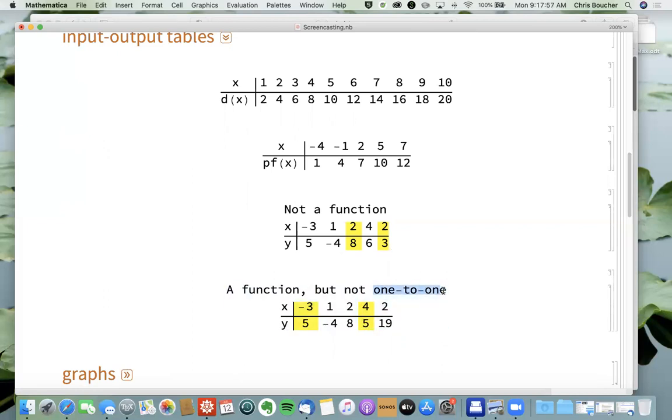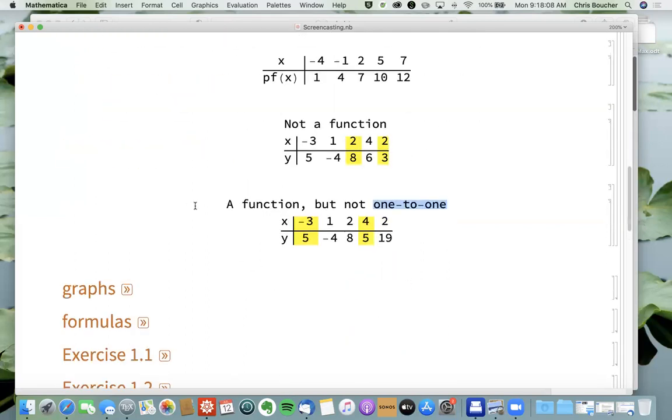One-to-oneness is important for when we start talking about inverse functions. Functions that aren't one-to-one don't have an inverse, but we'll get to inverses later. Okay, so that's input-output tables.